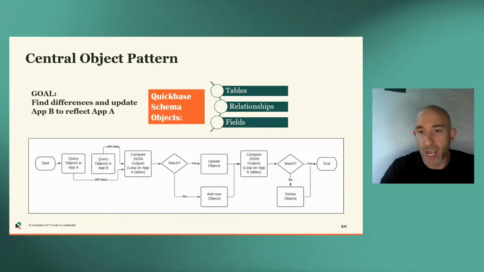Now we're going to run a similar process, but now we're going to loop through the list of tables from application B. And here, if we find a match, great. That means we have a table that we needed. But if we don't find a match in application A, that's going to be an extra table that we don't necessarily need, and then we're going to go ahead and delete that table. And once we run through this for tables, we run through the same kind of process for relationships, and then again for fields.